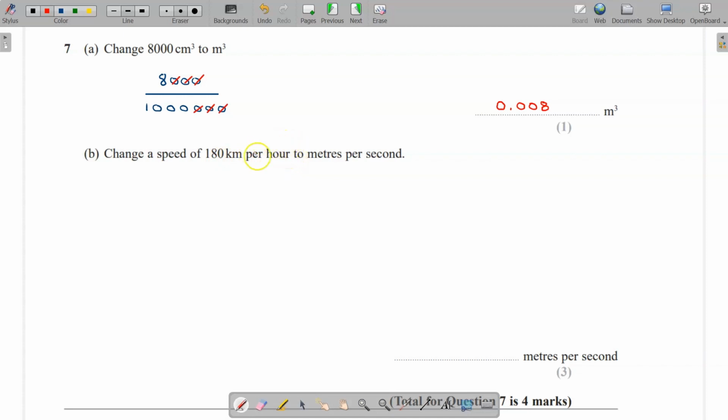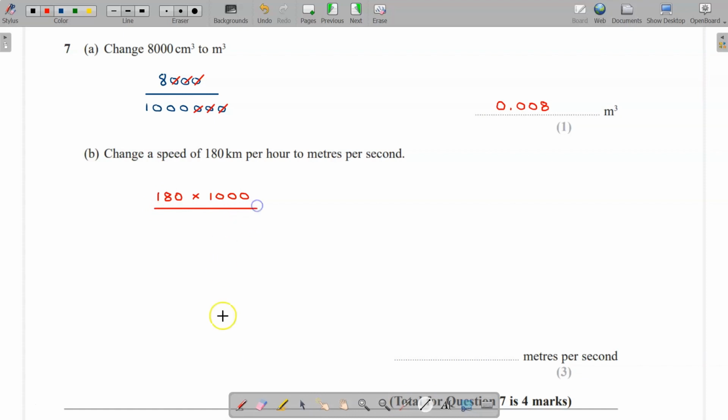Now we've got to change a speed of 180 kilometers per hour into meters per second. Well, what we need to do is we start with the 180. Okay, that's kilometers. Now change it to meters by timesing by 1,000. Okay, and then divide it by 3,600, because there are 3,600 seconds in an hour.